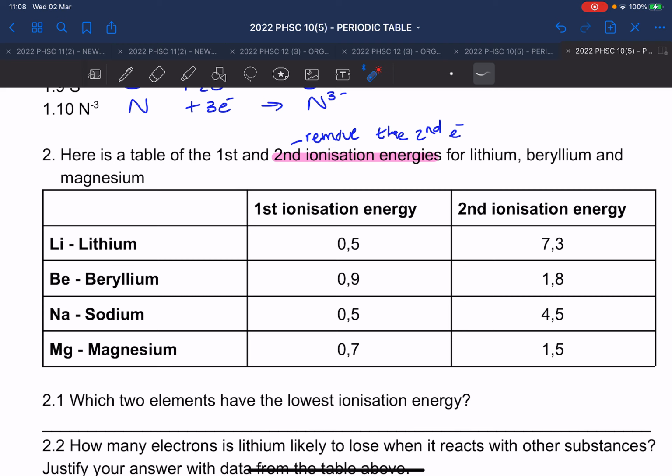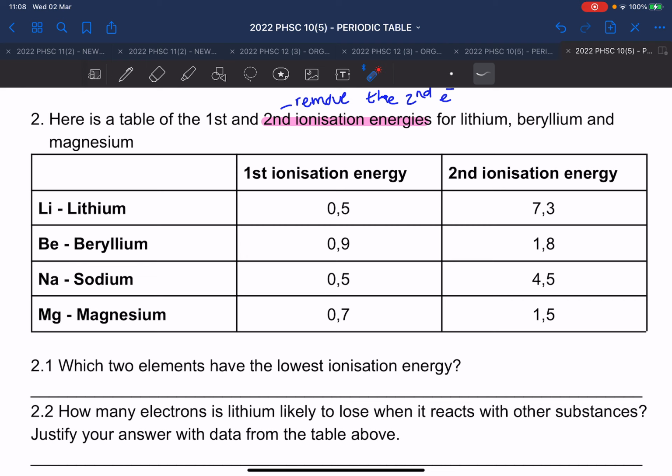So it's the energy required to remove an electron from a neutral atom. Now, before I read the questions, I look at the table. I take it apart. You do that always in science. What does the table tell you? You see that you have lithium, beryllium, sodium, magnesium. I look to the periodic table. Lithium is in group 1. Beryllium in group 2. Sodium in group 1. Magnesium in group 2. It means lithium has 1 valence electron, beryllium has 2, sodium has 1, magnesium has 2.